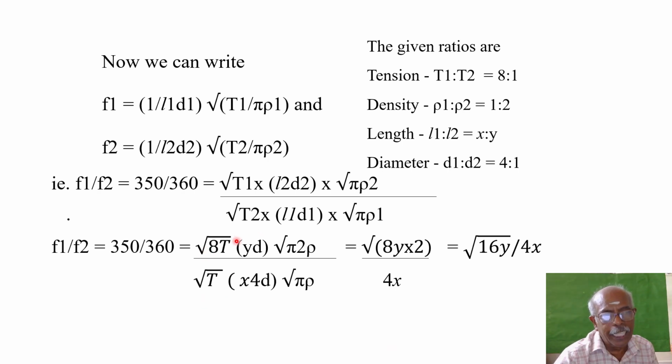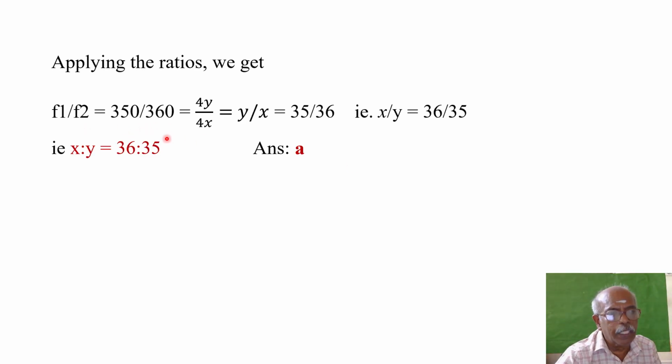So now you can cancel these. T and T get cancelled, D and D get cancelled, rho and rho get cancelled, pi and pi get cancelled. That is equal to square root of 8y into 2, all in the square root. Then in the denominator, 4 into x. So it is equal to square root of 16y divided by 4x, which is 4y by 4x. F1 by F2 is 350 by 360, and that is equal to y by x.